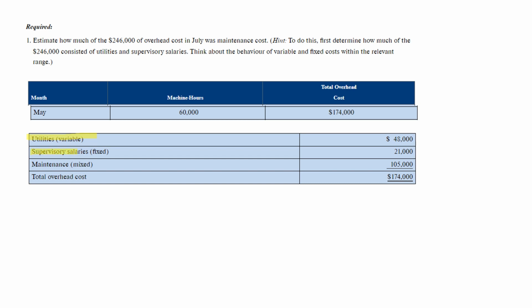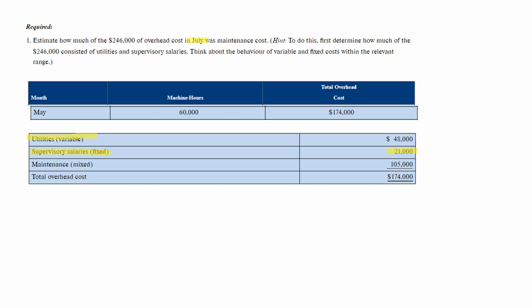So our supervisory salaries are fixed. This one's going to be easy because, as you know, our total fixed cost is going to stay the same no matter how many machine hours we incur. So if our supervisory salaries are fixed in May and they are $21,000, that means for every single month we're going to have $21,000 of supervisory salaries. In the next slide, we can figure out our total variable utilities, bring forward our fixed cost, and figure out our total maintenance cost for the month of July.